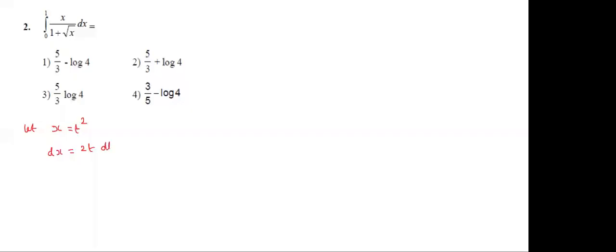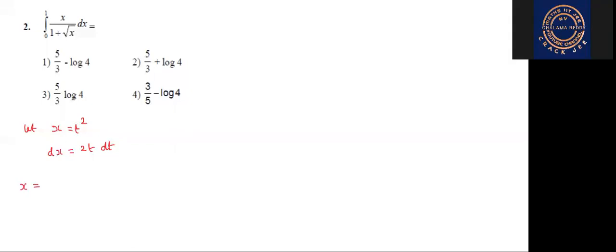Dx is equal to 2t dt. Now substitute the limits. If x is equal to 0, then what is t? X is equal to t square means t is equal to root x. Root 0 is 0. If x is equal to 1, then t value is also root 1, that is 1. Now substitute those values in the question.